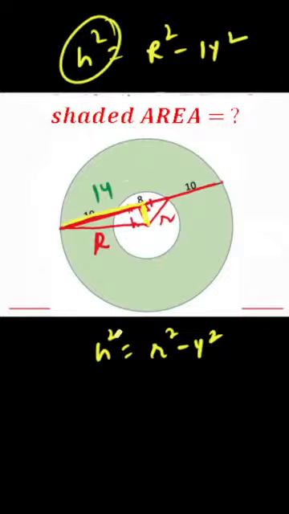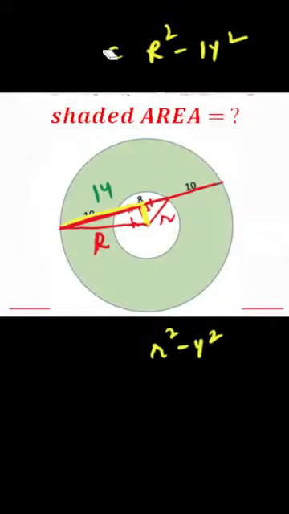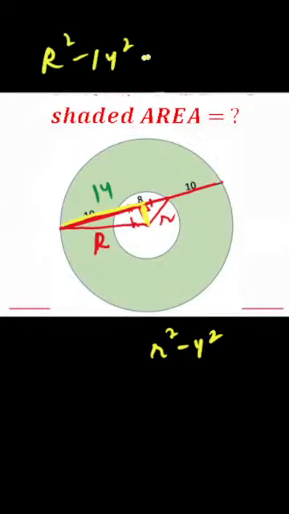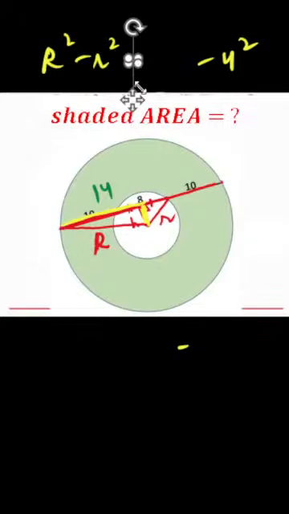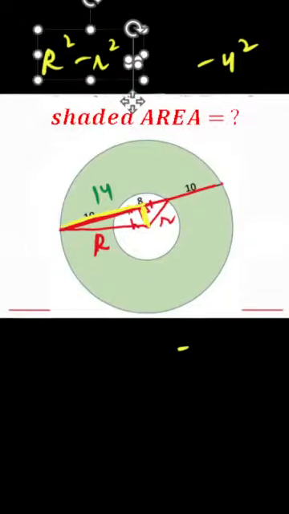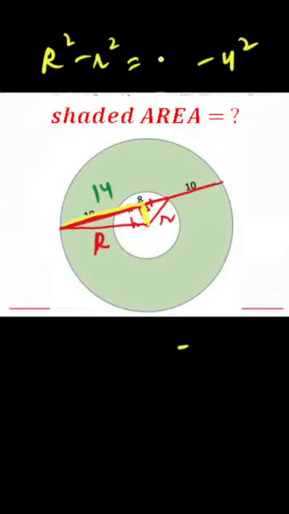So this is also h square, this is also h square. We can equate both of the equations, right? So I can write that capital R square minus 14 square is equal to small r square minus 4 square, and from here you will get an expression. Take this r square on the other side, this will become capital R square minus small r square equal to 14 square minus 4 square. 14 square is 196, 4 square is 16, so this would be 180.